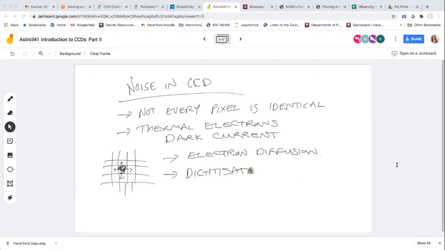Then there's digitization noise. You can only count in integers, so the ADU count will always be an integer. The gain is not always an integer, so there are some issues there. This is usually small, so we usually ignore it. I mean, these are actually all small, but this is usually really, really small, so we usually ignore this.